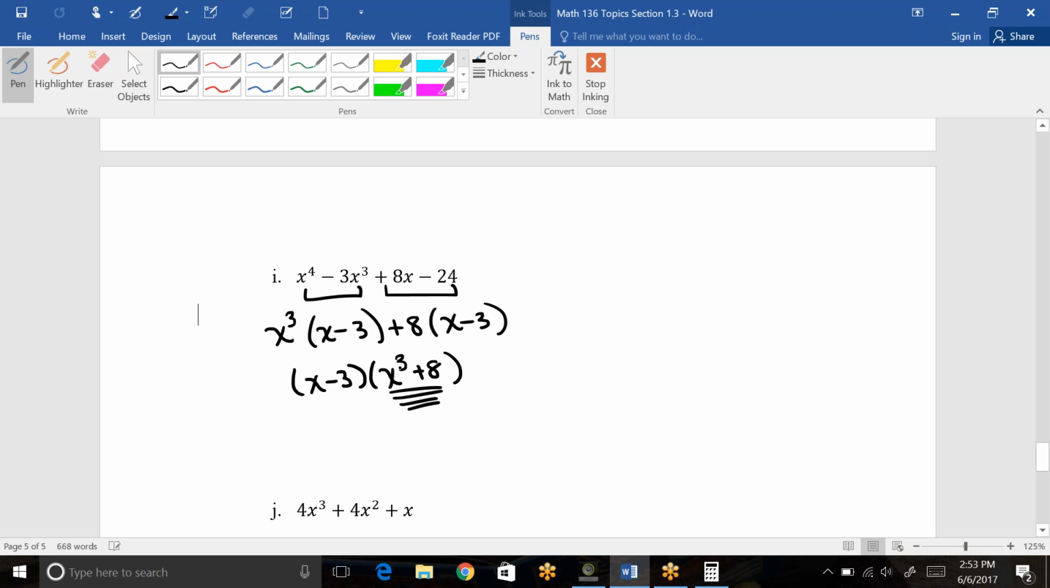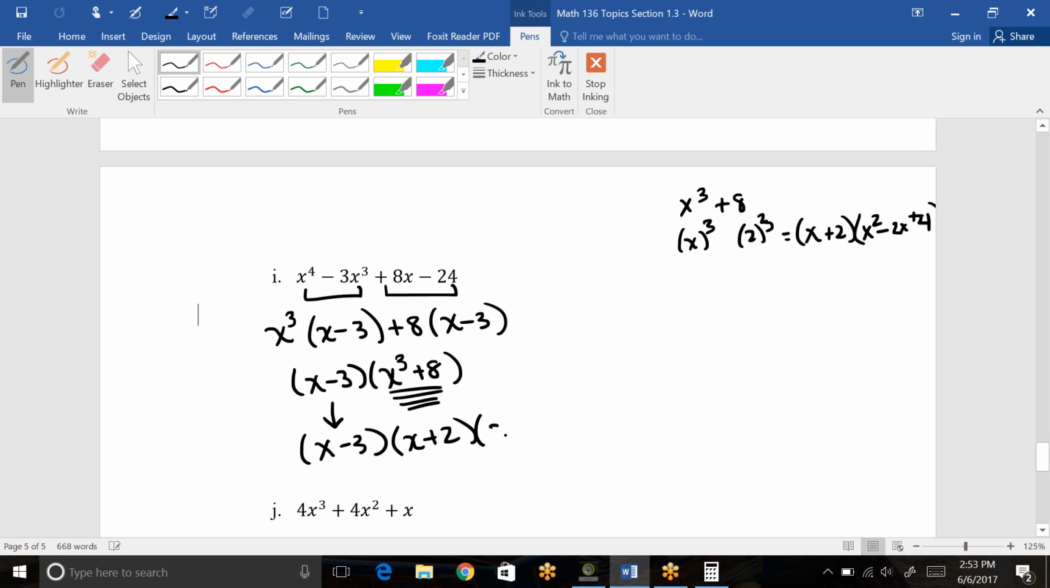Again, this factors because it's 2 perfect cubes. So I have my x minus 3 from here. Let's go over here and work on x cubed plus 8. Cube root of that is just x. Cube root of 8 is 2. So this would be x plus 2, because we keep our roots and our sign. X times x is x squared. X times 2 is 2x. 2 times 2 is 4. And then remember SOAP: same as the original, opposite of the original, always positive. So I get an x plus 2 and an x squared minus 2x plus 4.